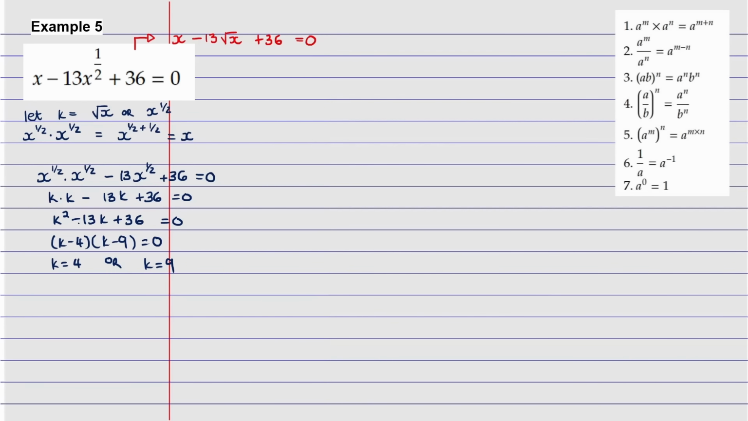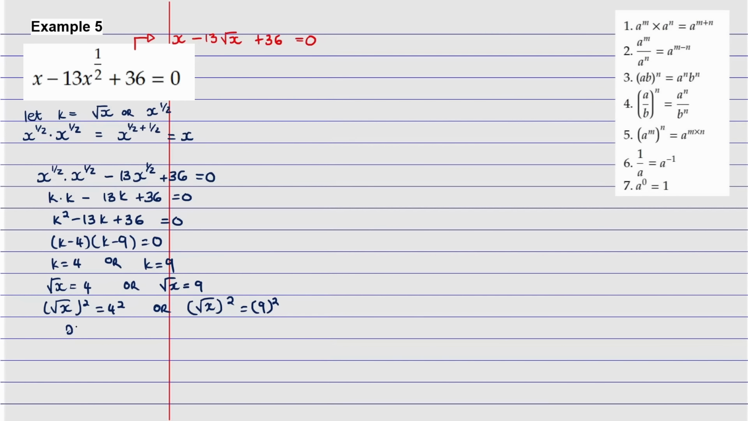So you substitute what k was. We know k was root x, so root x is equal to 4, because it's easy to solve it that way, or root x is equal to 9, right? So now we're going to square both sides to get rid of the square root. So it's going to be root x all squared is equal to 4 squared, or root x all squared is equal to 9 squared, right?